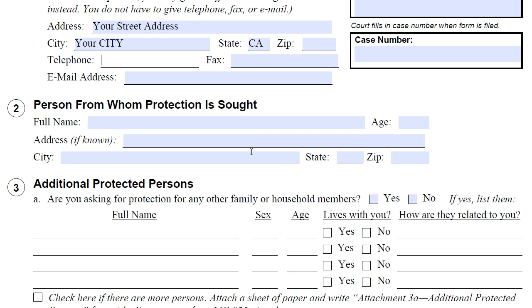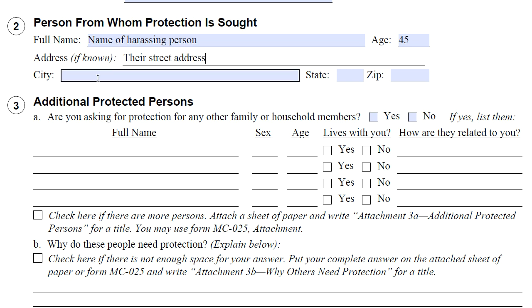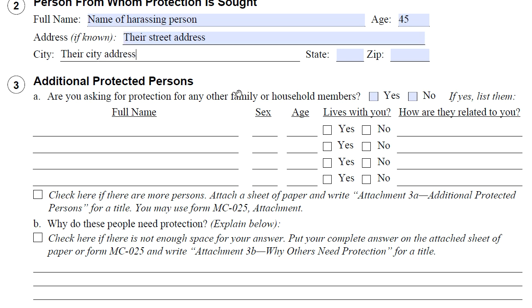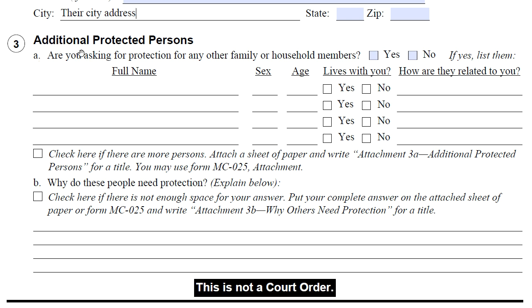Then scroll down to paragraph 2. The person from whom protection is sought. Well, that's the person who has been harassing and annoying you. So you will put down the name of the harassing person. If you know their age or you can estimate their age, you can put it there. If you know their address, go ahead and type in their street address here, their city address.